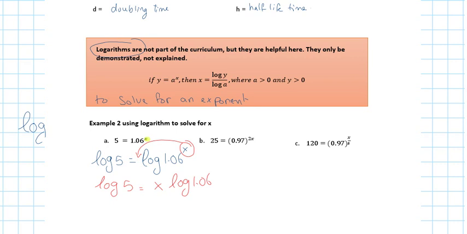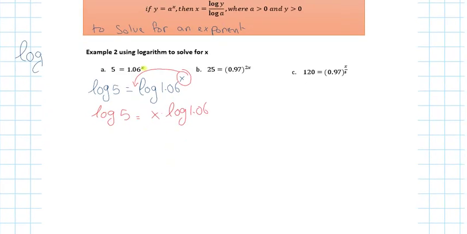Now I have a multiplication between the x and the log 1.06. To isolate x, what's the opposite of multiplication? So I'm going to bring the log 1.06 over as a division, and that becomes log 5 over log 1.06. Which means you're going to have the log of the y over the log of the base.